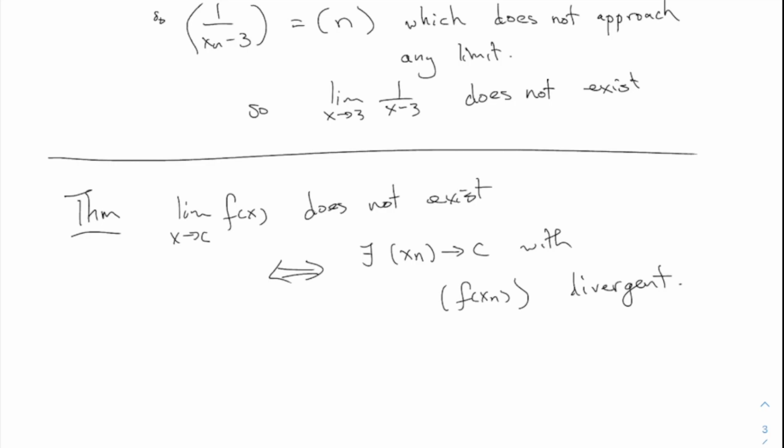All right. This is the go-to way to show that a limit of a function doesn't exist. You make up a sequence so that when you plug the sequence into the function, it diverges. All right.